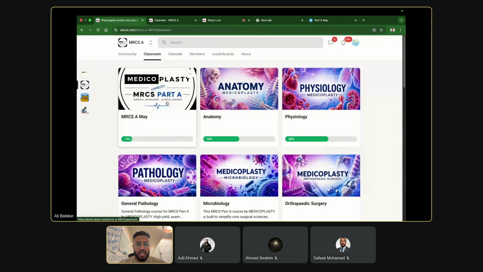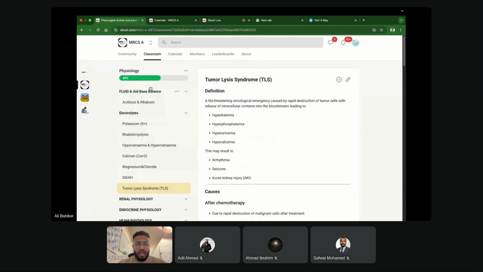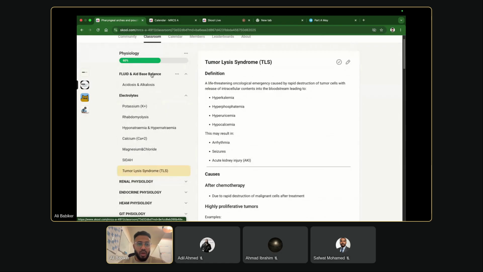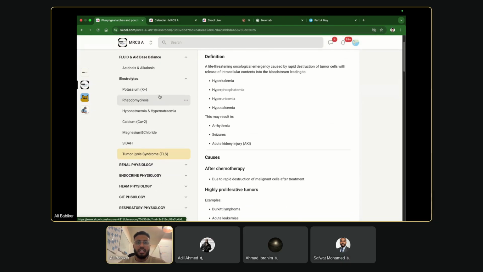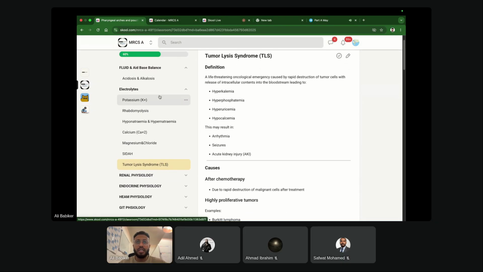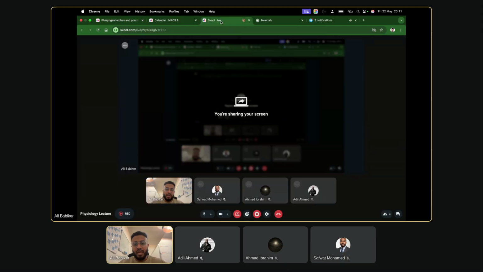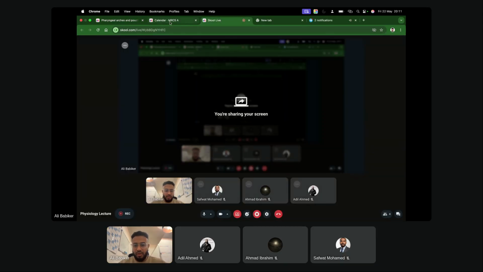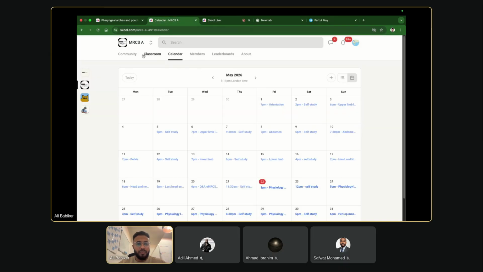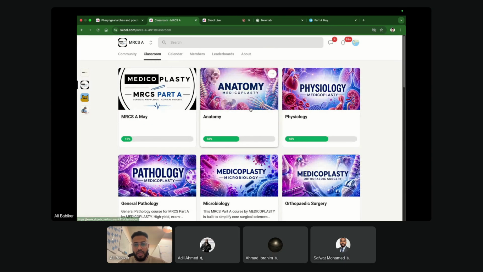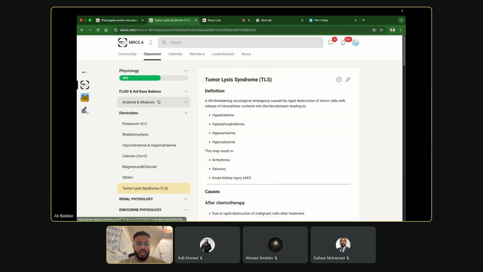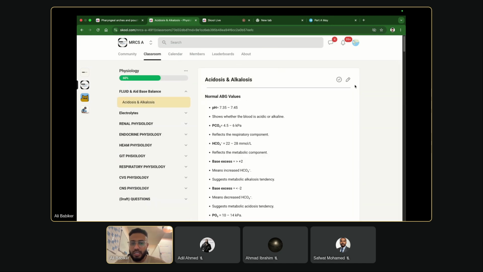For today, we're going to start with acidosis and alkalosis, then fluid and acid-base balance, and then electrolytes, and this will be the session for today. Hopefully it's going to be an easy one, and not that long. Recording is started. So for the physiology part, we're going to start with acidosis and alkalosis.